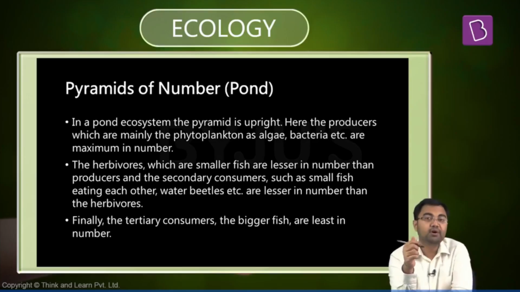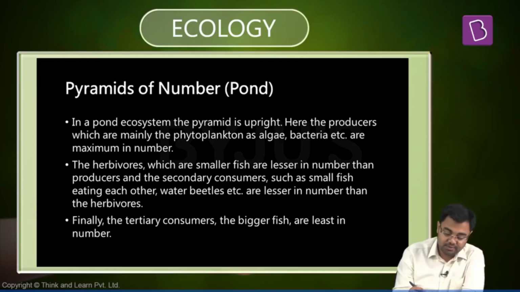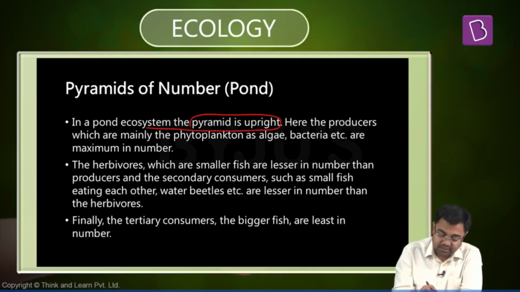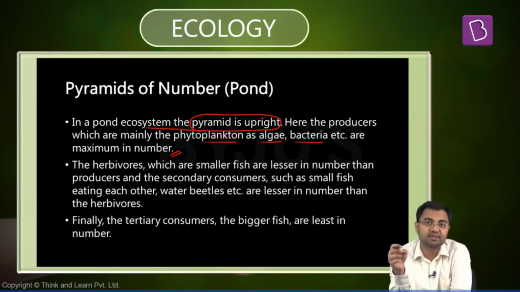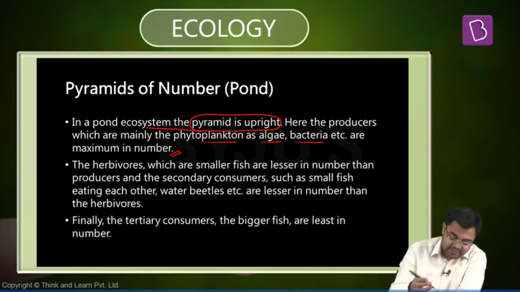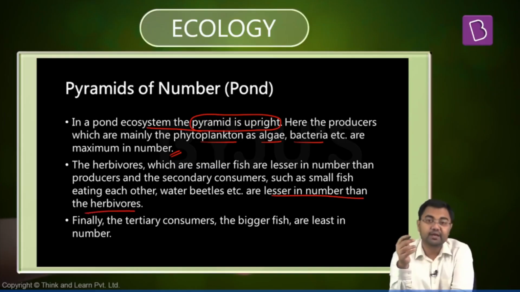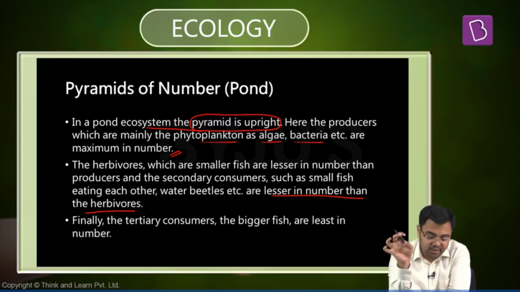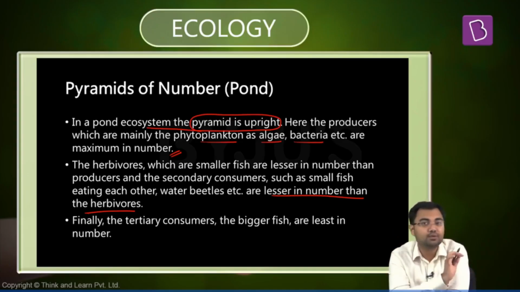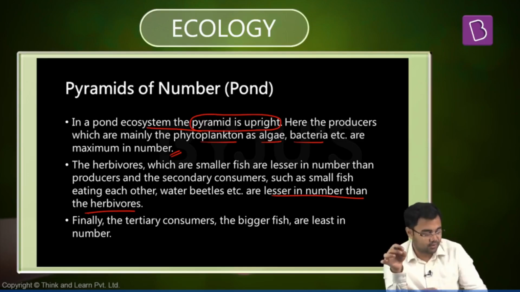Similarly, if we talk about a pond ecosystem, in a pond ecosystem the pyramid is upright. Here the producers, which are mainly the phytoplanktons, algae, bacteria, etc., are maximum in number. Then the herbivores, which are smaller fish, etc., are lesser in number than the producers. Then the secondary consumers or the carnivores such as small fish, etc., are lesser in number than the herbivores. And finally the tertiary consumers, or the bigger fish, you can say, are the least in number. So it is very similar to the grassland ecosystem, and that's why this pyramid is also upright.